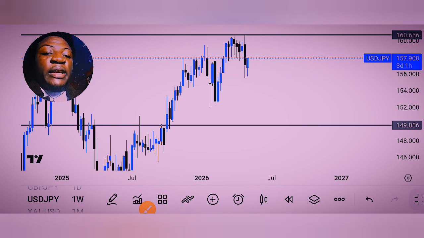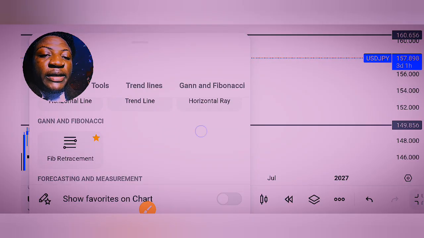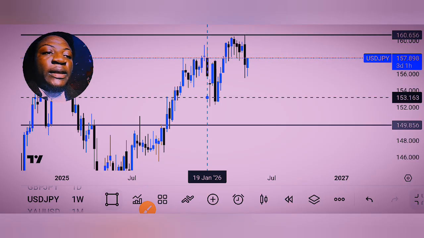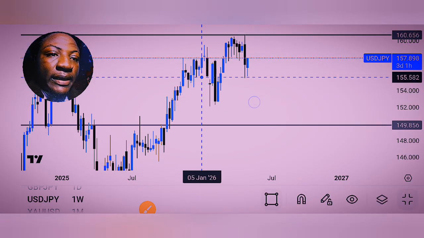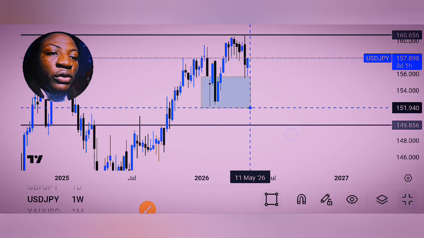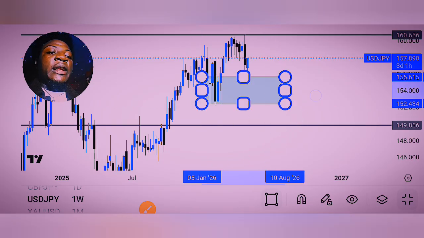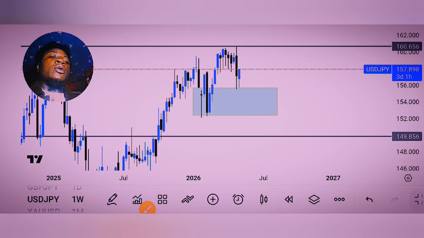Now let us mark it out so that you can see very clearly that things do not happen here by mistake. They happen here based on reasons. Now look at this order block down here connected to this fair value gap. Market came and snapped into this fair value gap and order block and started pushing back upward.